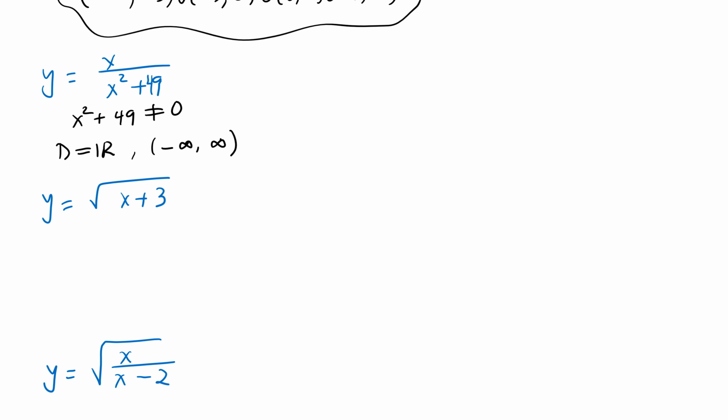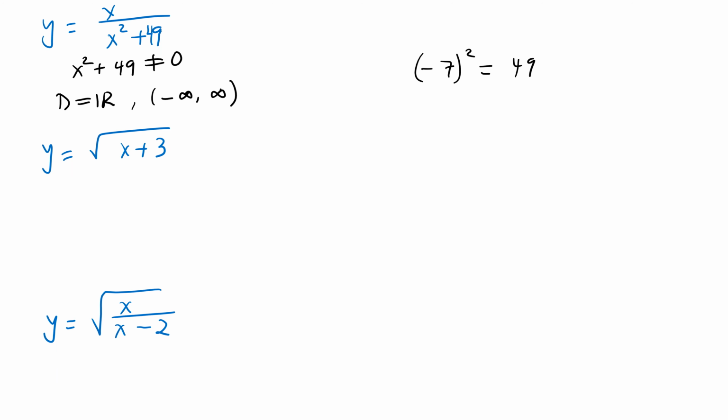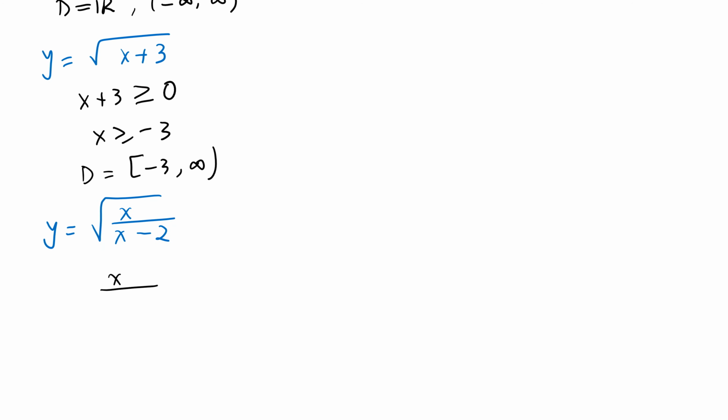You can put any number you like there and it would never make the denominator 0. Even if you put negative 7, when you square negative 7 you get 49, so you get 49 plus 49, which is 98. It's not 0. For radical functions, you need to make sure the quantity under the radical is bigger than or equal to 0 in order for this to be defined over the real numbers. So x must be bigger than or equal to negative 3. So the domain is going to be from negative 3 to infinity.